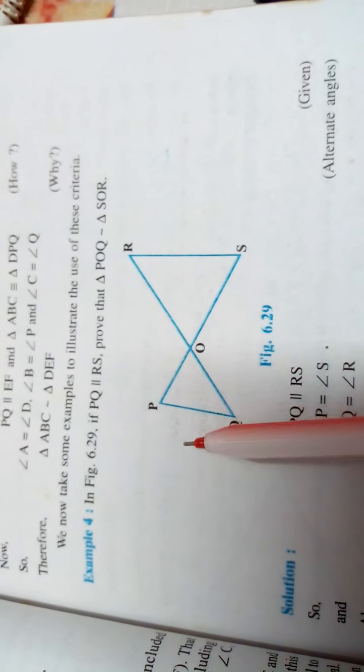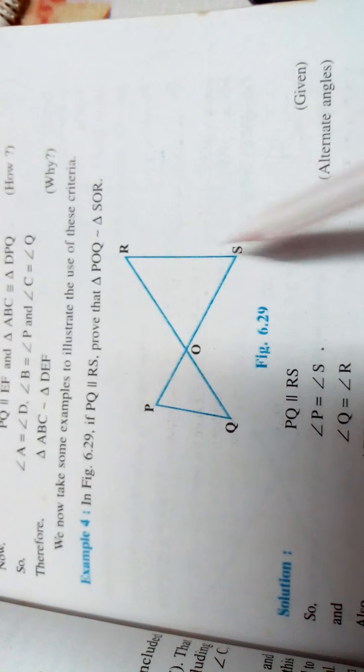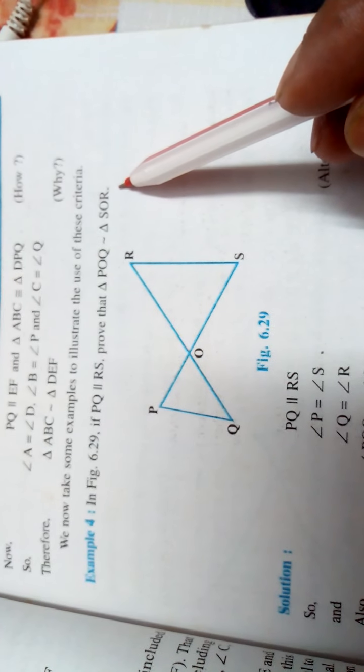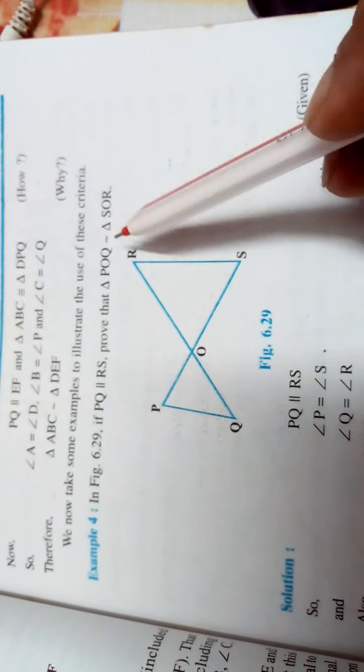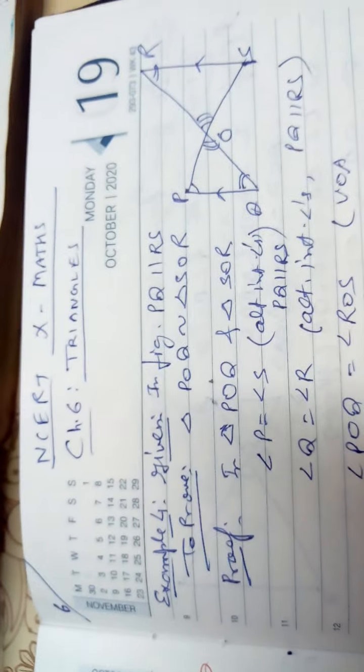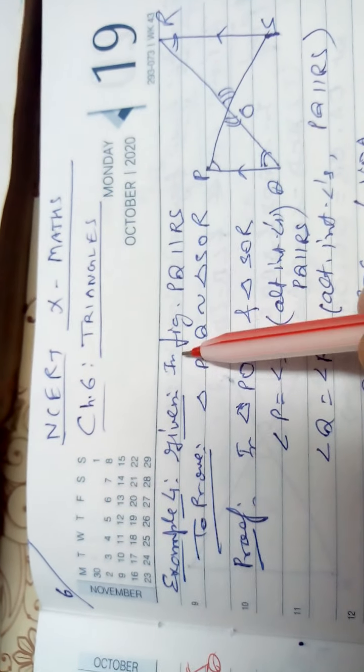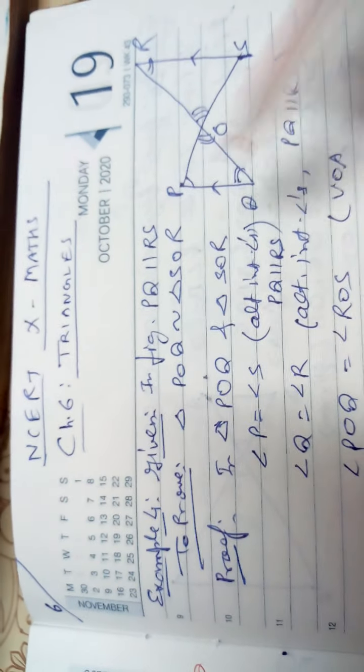Example number 4. In the figure it is given PQ and RS are parallel. You want to prove triangle POQ is similar to triangle SOR. So here you will see, first of all the given, then to prove. In the given, you will only write down the figure, draw the figure.